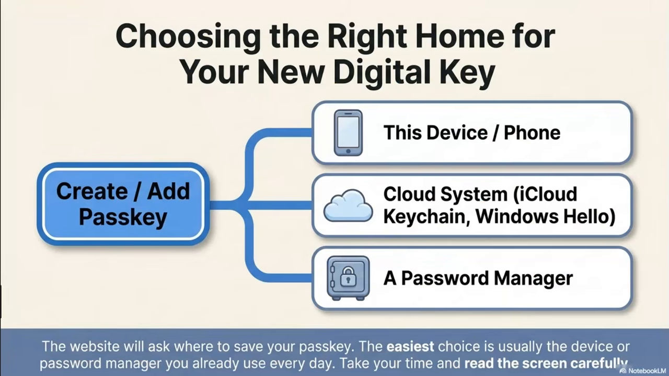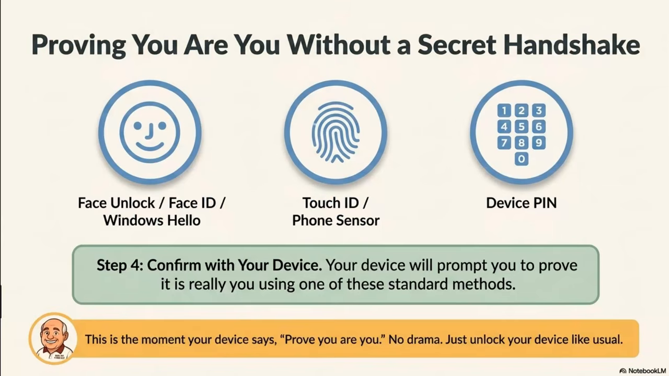Choosing the right home for your new digital key. The website will ask where to save your passkeys. The easiest choice is usually the device or password manager you already use every day. Take your time and read the screen carefully. Proving you are you without a secret handshake. You can use Face Unlock, Face ID, Windows Hello, Touch ID, the phone sensor, or a device PIN.